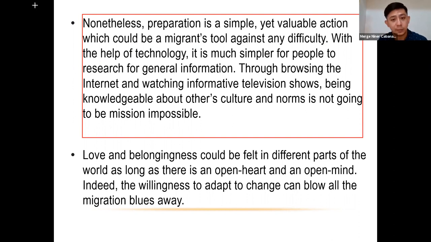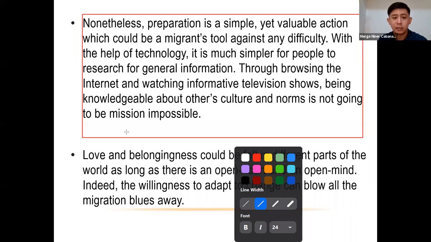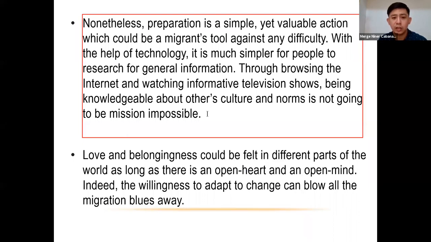With the help of technology, again, that's my solution. It is much simpler for people to research for general information before they go to the country, right? Through browsing the internet and watching informative television shows, being knowledgeable about other culture and norm is not going to be mission impossible. Love and belongingness. So since I'm going to add something here, I could probably use the word moreover and then a comma. Love and belongingness could be felt in the different parts of the world. As long as there's an open heart and an open mind, indeed the willingness to adapt to change can blow all the migration blues away.